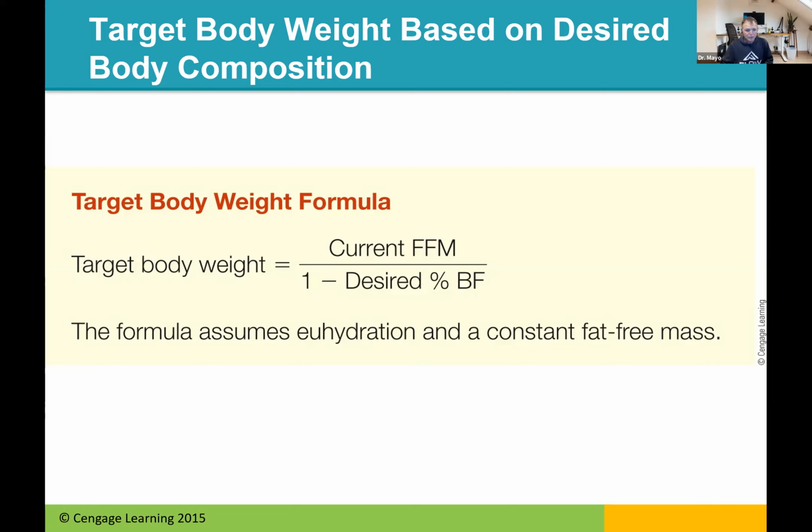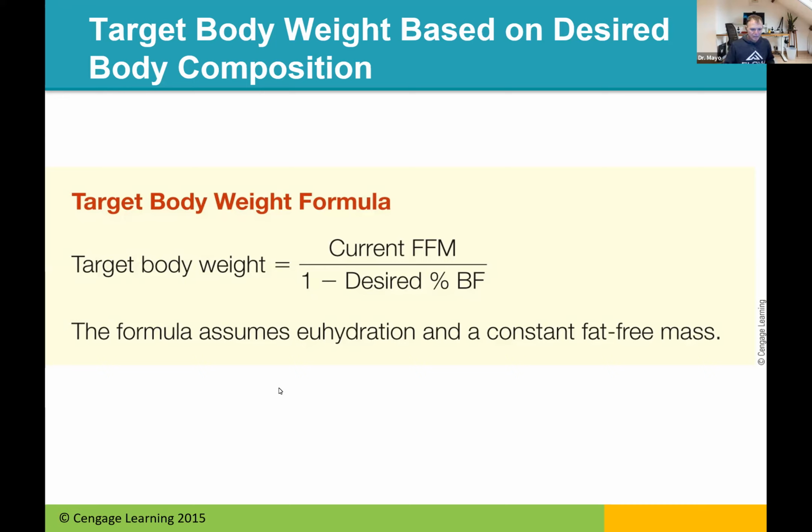And again, if you look at this equation, this formula assumes euhydration, so they're adequately hydrated, and a constant fat-free mass. So you're not gaining a bunch of muscle. There's not a whole lot of change there. We're looking at the body fat. So if you're only losing fat, which we know most of the time that doesn't necessarily happen, but we're just assuming that it does for this.